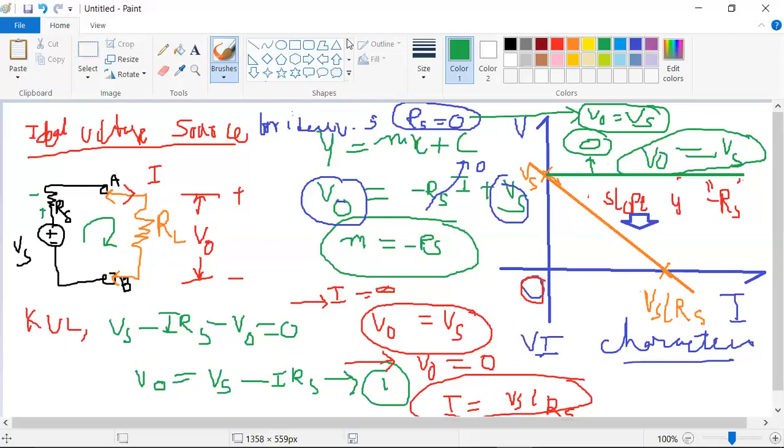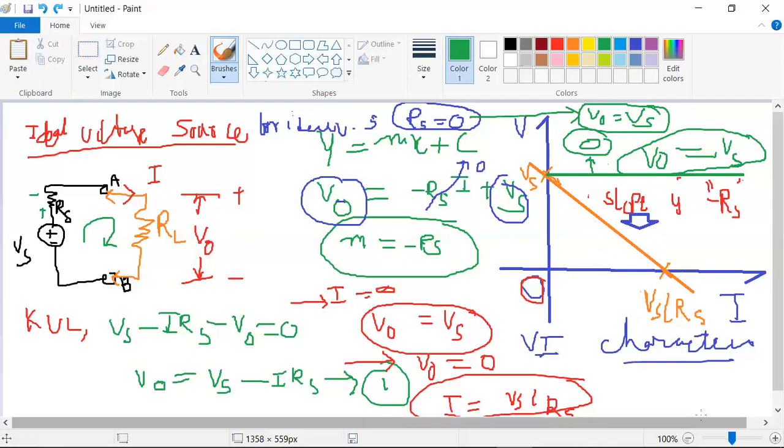Please try to observe this V-I characteristics diagram. This is very important. The green line indicates the ideal, and the saffron line indicates the practical. Please try to observe this diagram. In this V-I characteristics, we have drawn two: one is ideal, one is practical. When my internal resistance is 0, on that condition, my practical voltage source will perform as an ideal voltage source.